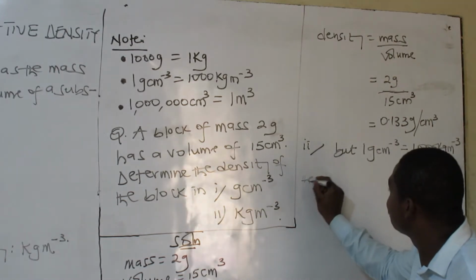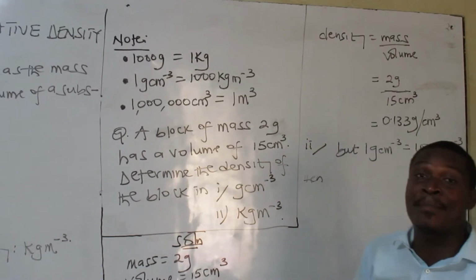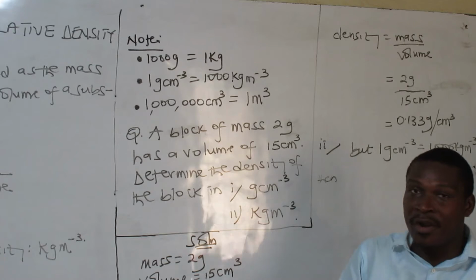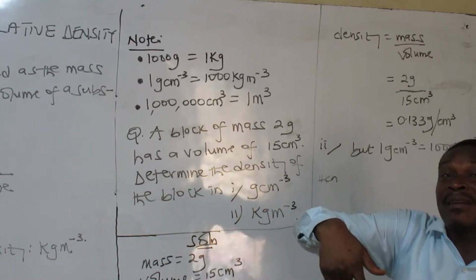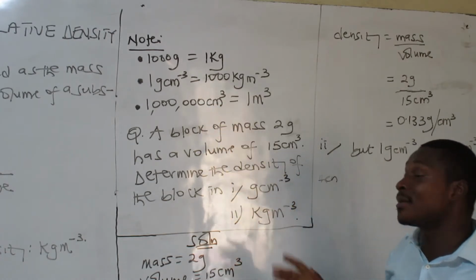Let's convert. If this equals this, how do we use this parameter? If you want to end up in kilogram per cubic meter, let this part of the parameter be on the right. If you want to end up in gram per cm cube, invert it so that this part will be on the right, then you end there. That is it.